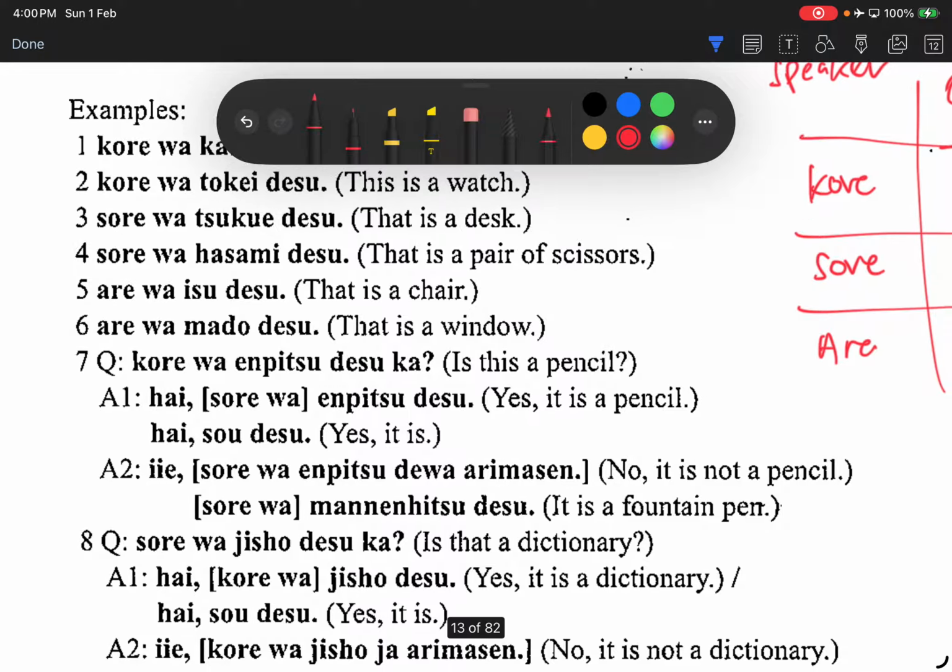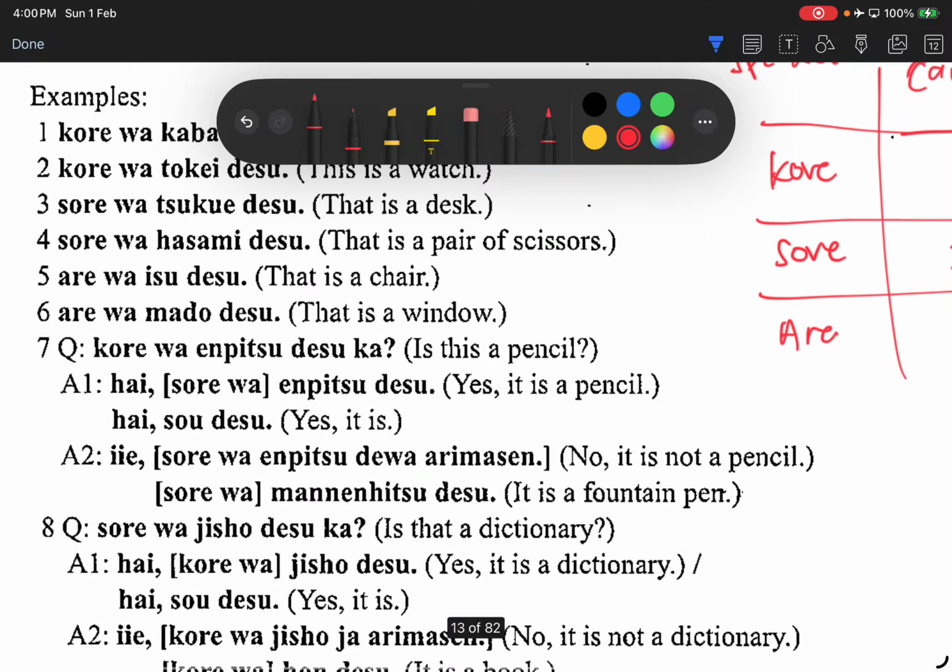Okay, and then we can carry on with number 6. あれは窓です。Right? 窓 means window. So that is a window. Number 7, question. これは鉛筆です。Then I want to ask a question. I put かですか。So それは鉛筆ですか？ A1 says, はい、鉛筆です。はい、そうです。So basically it repeats the whole question without repeating. So we just say そうです。はい、そうです。A2 says, いいえ、それは鉛筆ではありません。So that is not a pencil.